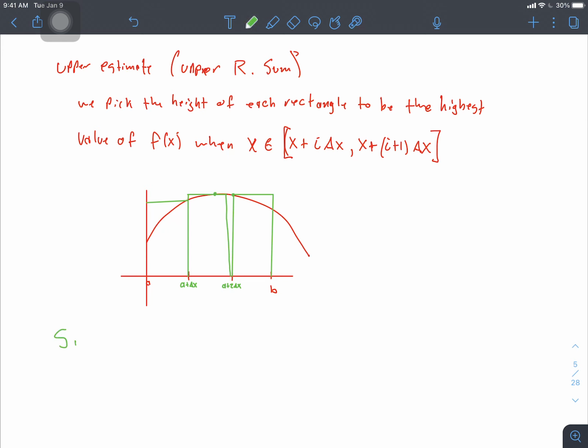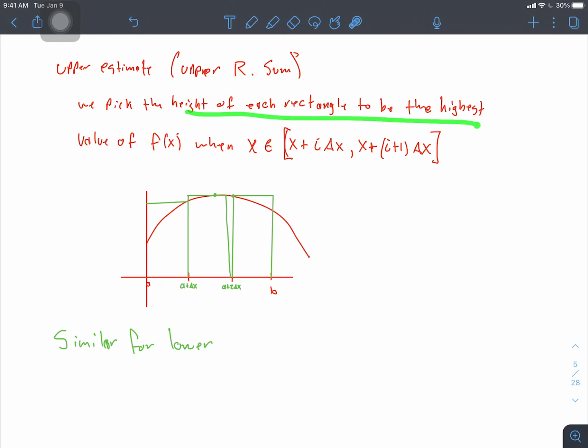Okay, and I'll just say similar for a lower estimate, except, guess what? Instead of picking the height of each rectangle to be the highest, we're going to pick the height of the rectangle to be the lowest point of f of x in that subinterval.